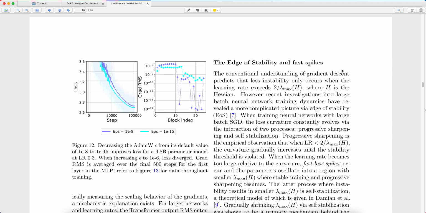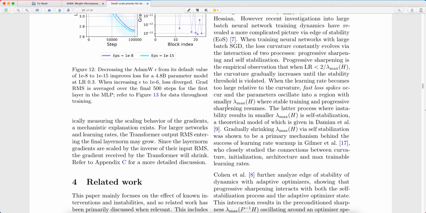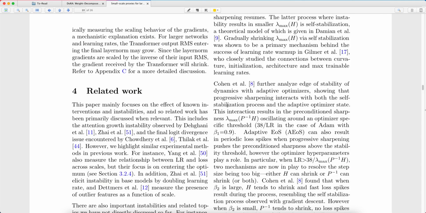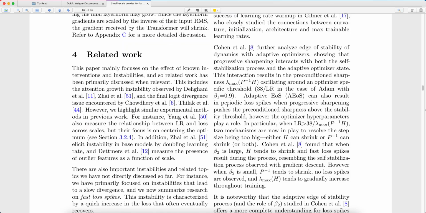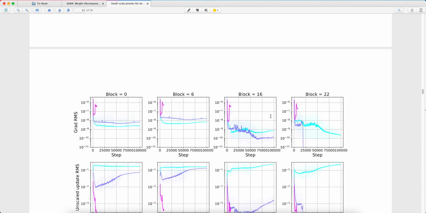The conventional understanding of gradient descent predicts that loss instability only occurs when the learning rate exceeds 2 divided by lambda max of H, where H is the Hessian. When training neural networks with large batch SGD, the loss curvature constantly evolves. Alright, I'm going to skip over this part. Adaptive EOS can also result in periodic loss spikes when progressive sharpening pushes the preconditioned sharpness above the stability threshold. Not sure about that either.